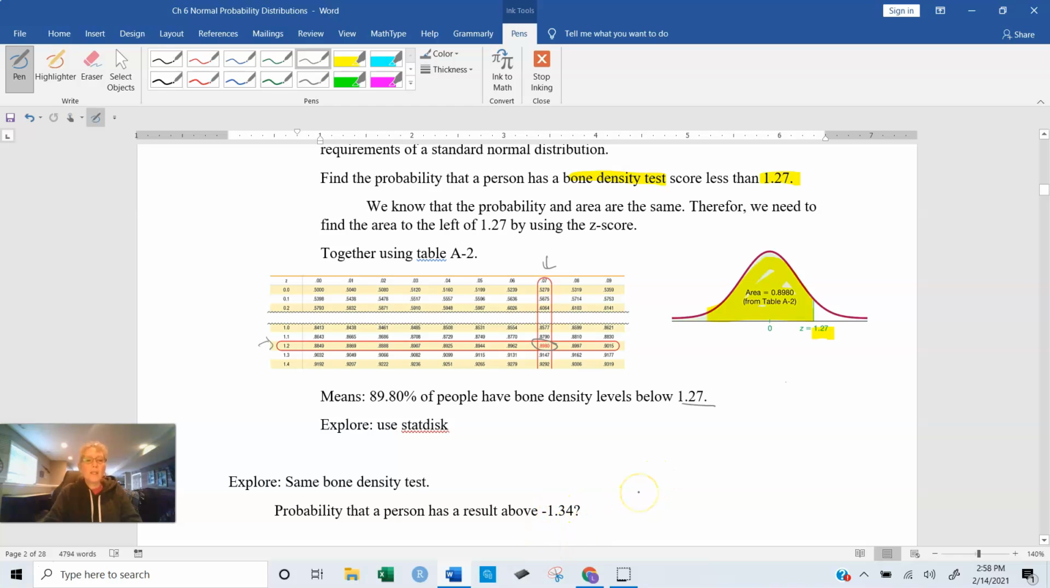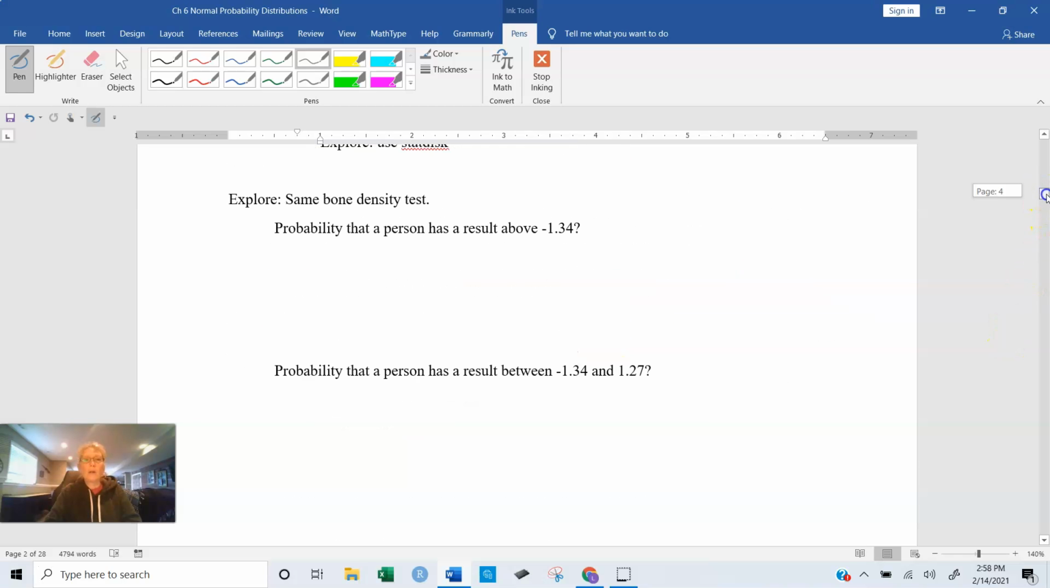Okay, same bone density test. I want you to type into StatDisk or using your table, depending on what you have in front of you, a result of a negative 1.34. All right, if you used StatDisk, you got, here we go, 0.90988.